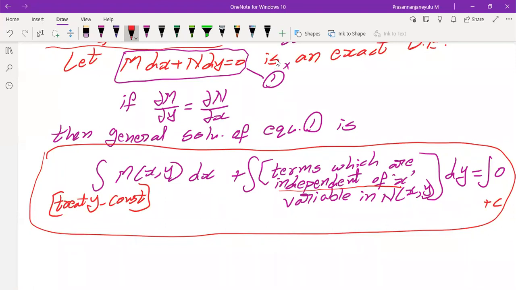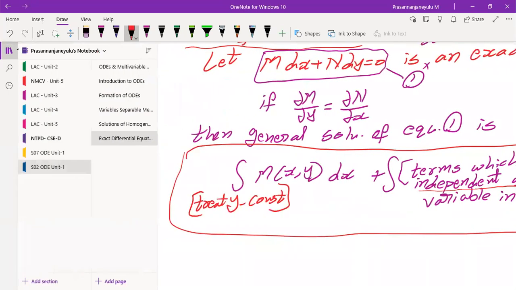Then the general solution of equation number 1 is the integration of M dx, treating y as constant, plus the integration of terms which are independent of the x variable in N of x comma y into dy, is equal to the integration of 0 plus c. This is the procedure. Now, what is the advantage of this method?